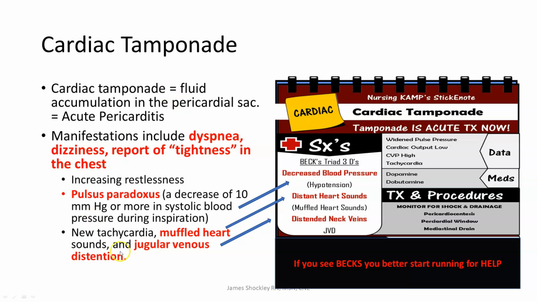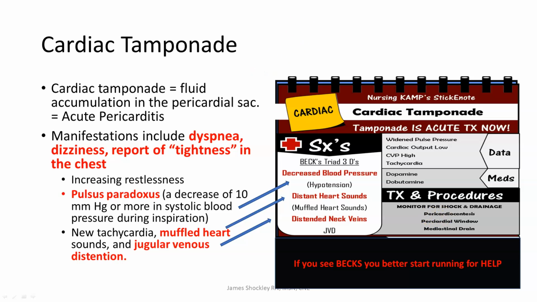You do see the new tachycardia. Now, if we start to see changes where that heart rate goes up and blood pressure is going down, we're getting increasingly worried. Still muffled heart sounds, still JVD. And again, this cardiac tamponade explains Beck's triad. Again, you see the 3Ds. If you see those three things, you need to run and get help. It's cardiac tamponade. We're going to send them down for pericardiocentesis.